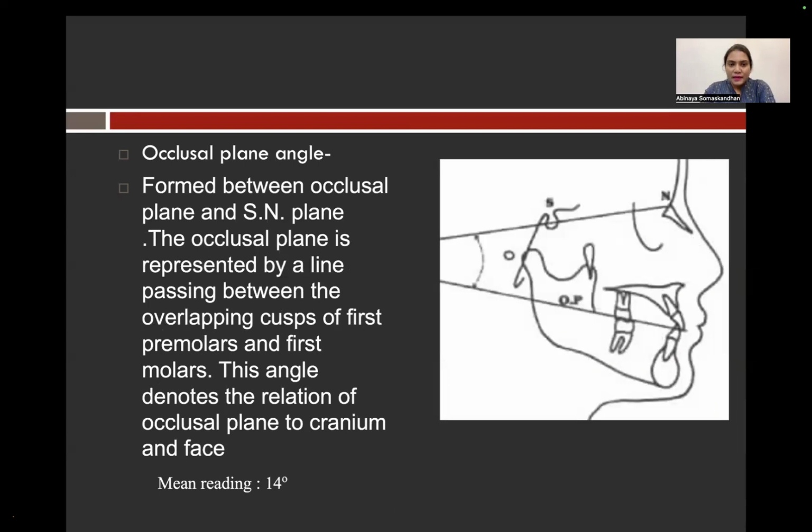Next is the occlusal plane angle. It is formed between the occlusal plane and the SN plane. The occlusal plane is represented by a line between the overlapping cusps of the first premolars and first molars. This angle denotes the relation of the occlusal plane to the cranium, and the mean reading is 14 degrees.